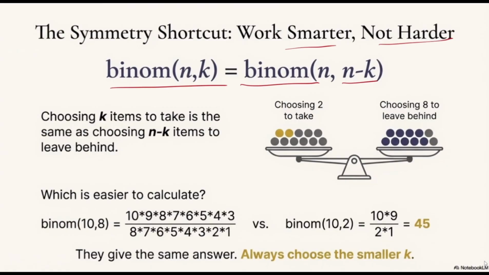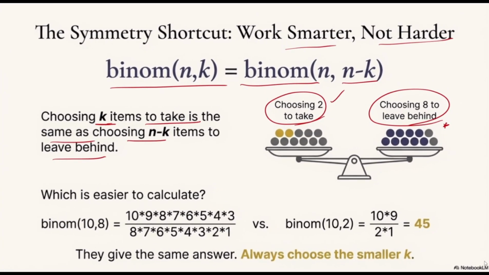Or at some point we can say choosing k items to take is the same as choosing n minus k items to leave behind. Imagine that you would like to choose 2 items to take, 2 out of 10. It is going to be the same as choosing 8 items to leave behind. How many ways can you leave 8 items? At this point, it seems that it would be a little bit simpler to find that, right? So let's talk about the calculation.